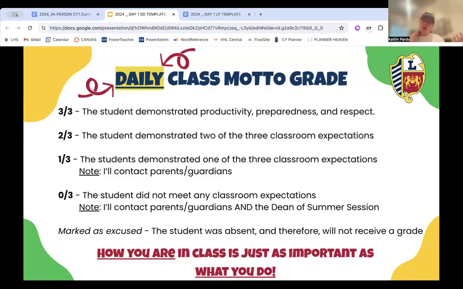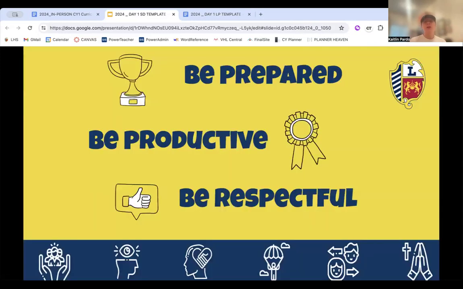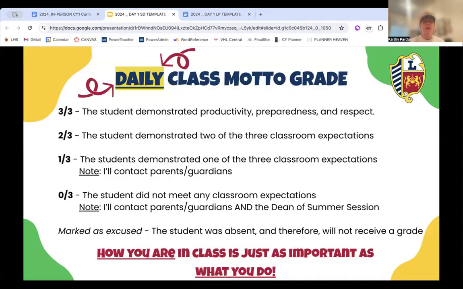One way that I monitor to make sure that you are prepared, productive, and respectful is, you'll notice on Canvas, and we talk about that a little bit, that I do a daily class motto grade. I'll give you a 3 out of 3 for your productivity, preparedness, and respect. What might that look like? You have this planner and this pen in front of you. You have your MacBook computer or a laptop computer, and next class I'm going to ask you to bring a secondary device like a cell phone or an iPad. Next class, you'll get a preparedness point if you bring all 4 of those materials.